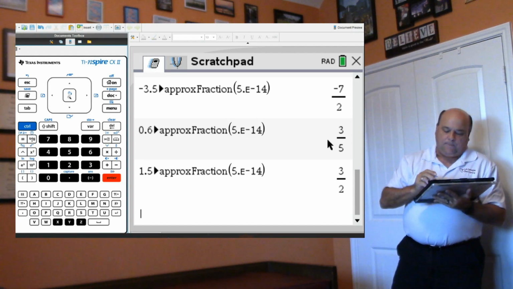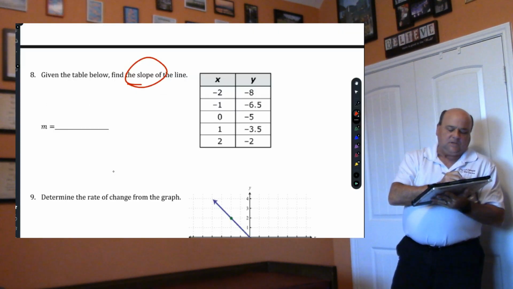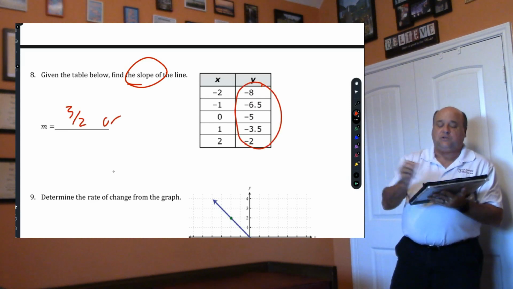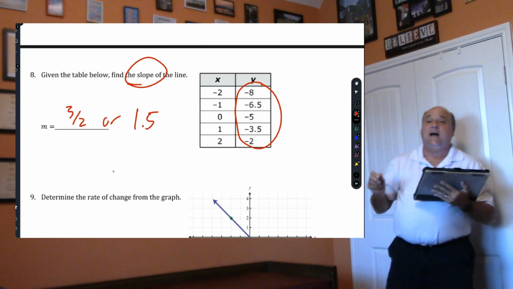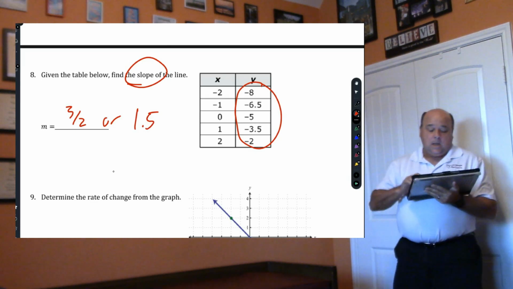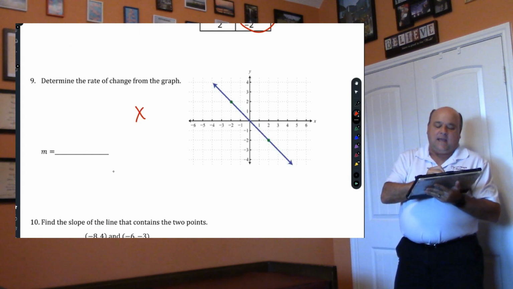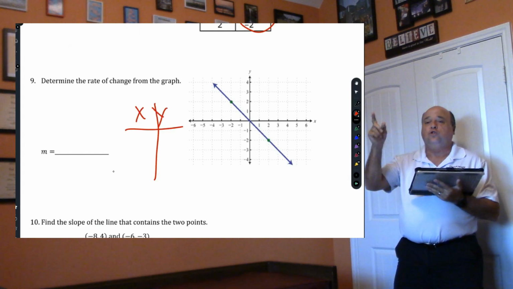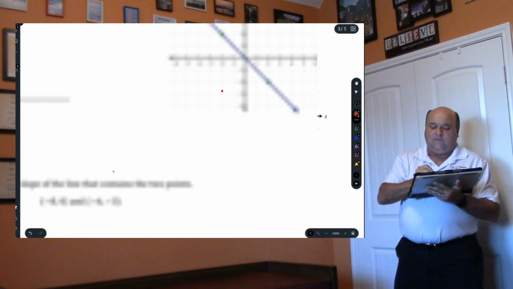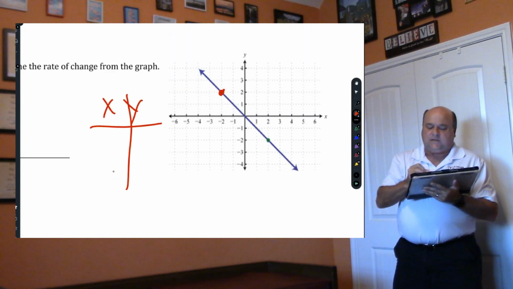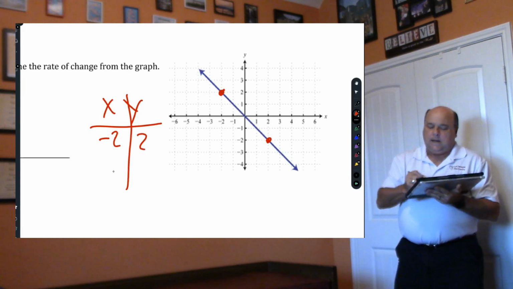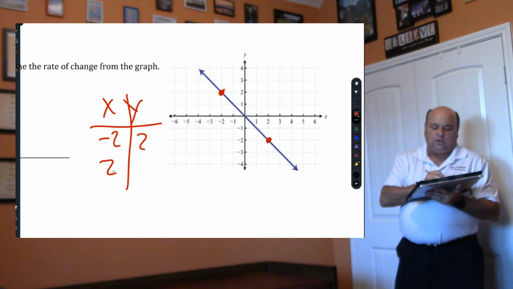So let's go to our paper. And the slope is going to be 3 over 2. Or they may have this decimal, since there's decimals in here, 1.5. It could be either one. Let's go to number 9. We want the rate of change from the graph. Make a T-chart, and you got to pull 2 dots off this line. They give you the 2 dots. So this dot and this dot. This dot would be -2, 2, and this dot would be over 2, down 2.